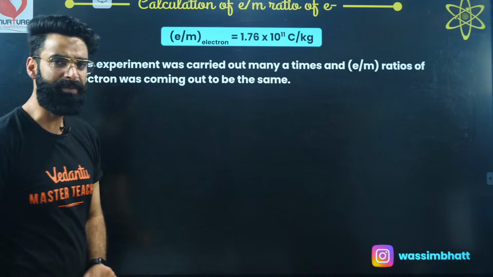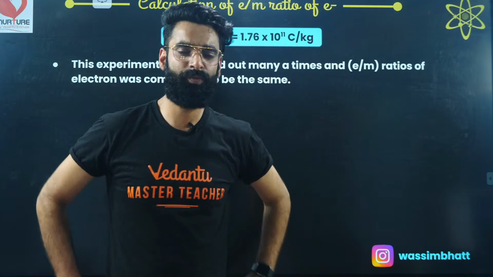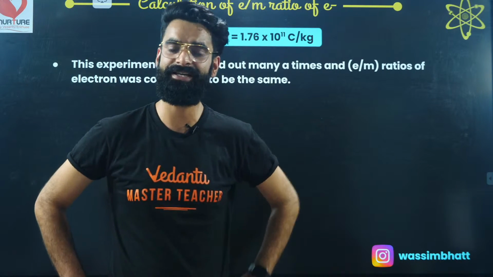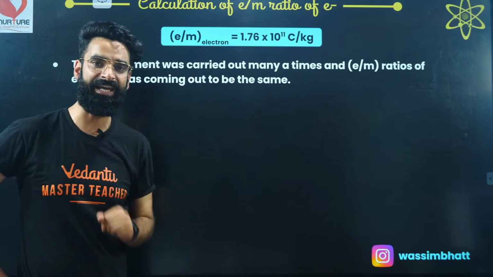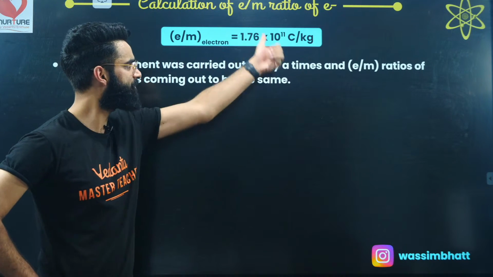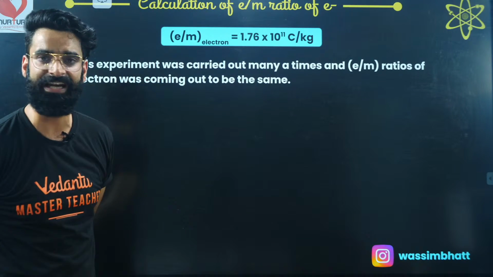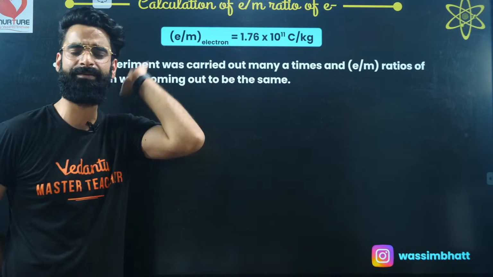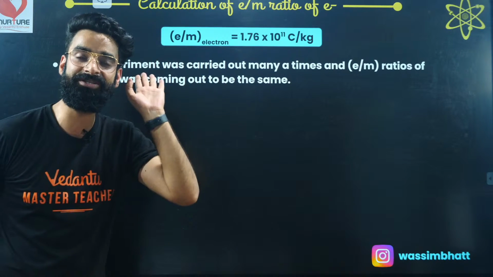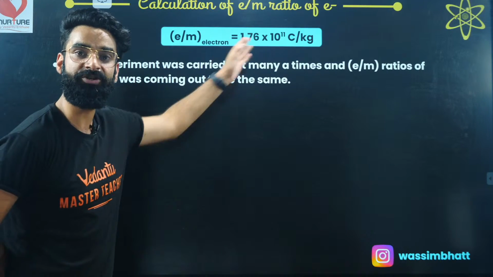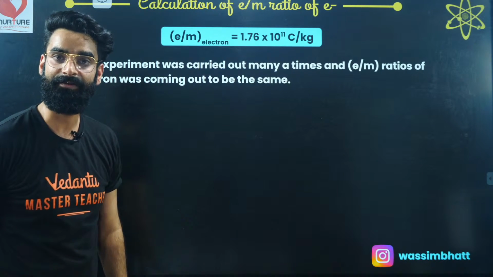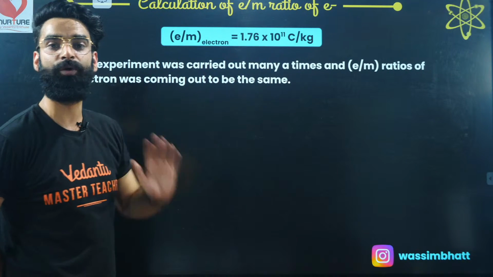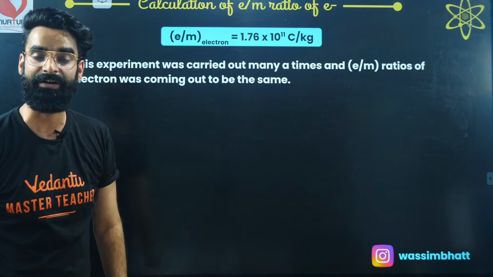Right? And people, which gas did he use for this experiment? Initially, he used hydrogen gas. When he used hydrogen gas, he calculated the e by m ratio, which was found to be 1.76 into 10 raised to the power 11 coulomb per kg. Then he replaced the gas. Instead of hydrogen, for example, he used oxygen. For oxygen also, the e by m ratio came out to be the same, right? Then he changed the gas again. For another gas, the e by m ratio again came out the same for the cathode rays, right?